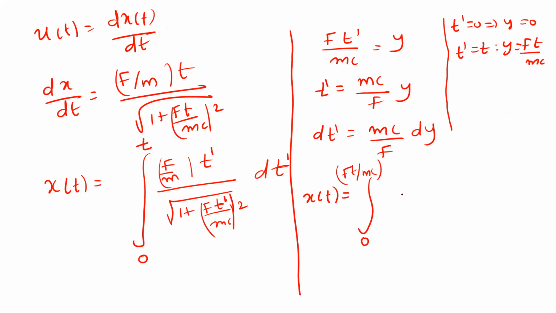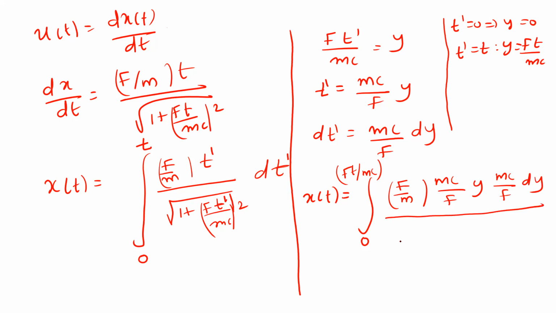Now this integral becomes f by m t prime. So what's t prime? T prime is equal to mc by f multiplied by y. And you also have a dt prime there. Dt prime is mc by f multiplied by dy. Just making the substitution. And in the denominator, you have got 1 plus y square. So integration is over. Is this correct? Yes.